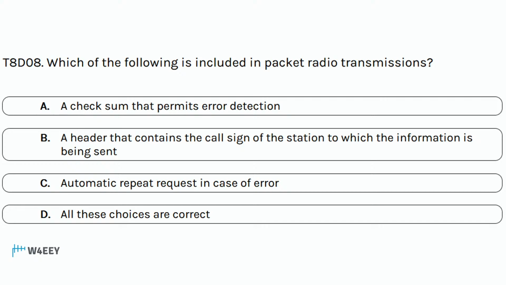And which of the following is included in packet radio transmissions? Read carefully. Delta. A checksum that permits error correction? Yes. A header that has the call sign of the station to which the information is being sent? Yes. And the automatic repeat request in case of error? Yes. All of those choices go with packet radio.